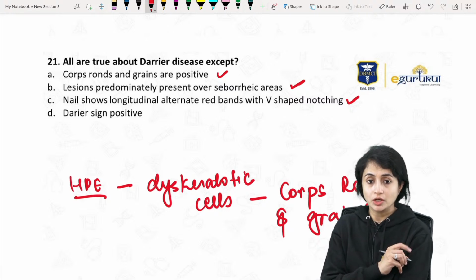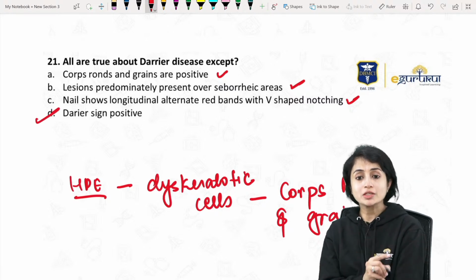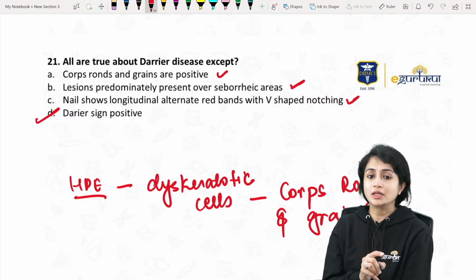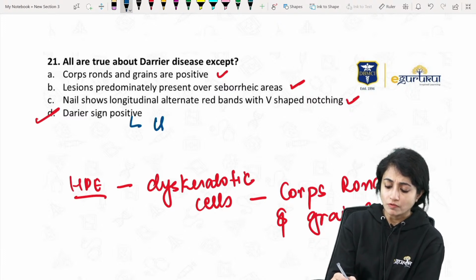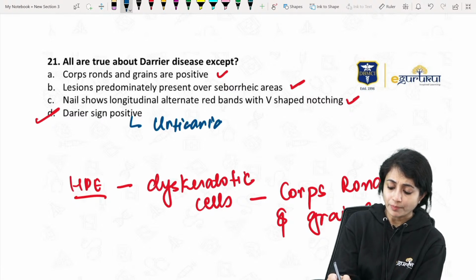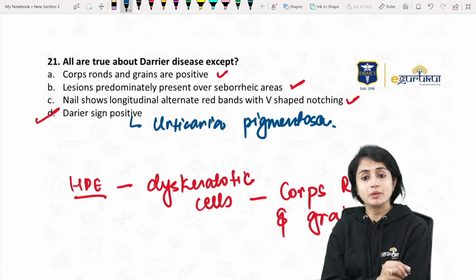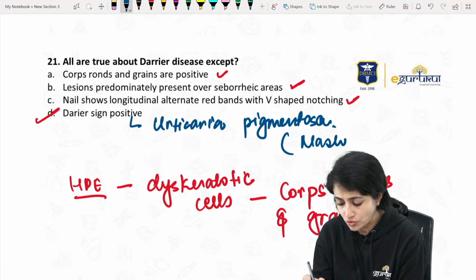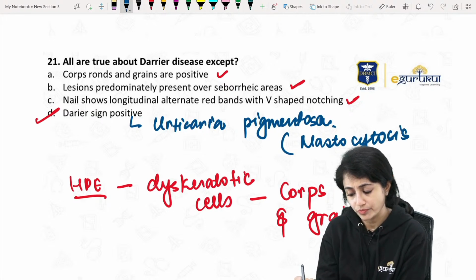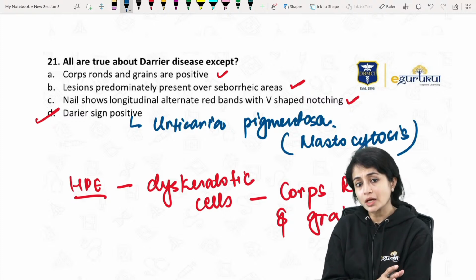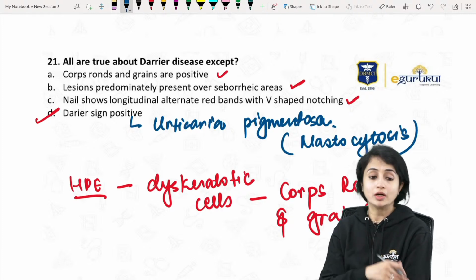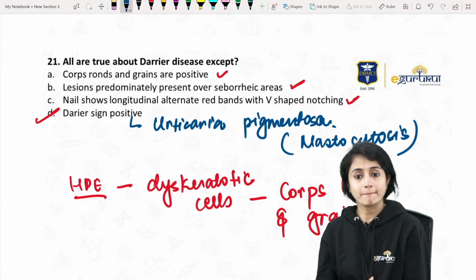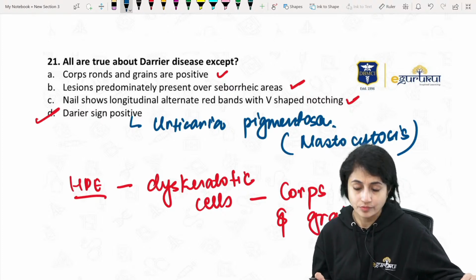with V-shaped notching. But though its name is Darier's disease, Darier's sign positive is the wrong answer here. Darier's sign is positive in a totally different condition, which is called urticaria pigmentosa, which is a type of mastocytosis. Okay, just remember this. Darier's sign is not a feature of Darier's disease. It is seen in urticaria pigmentosa. Rest all are true for Darier's disease. Okay.